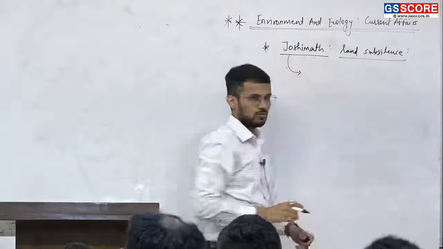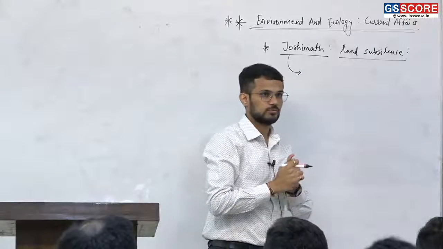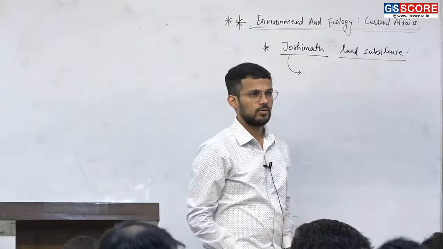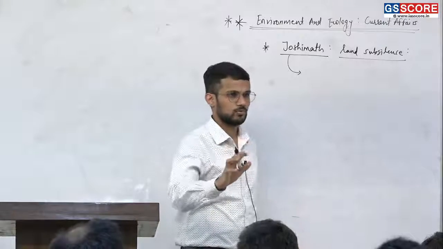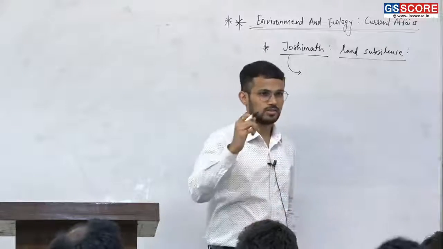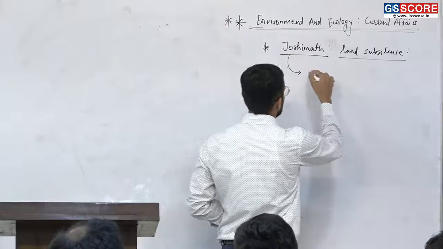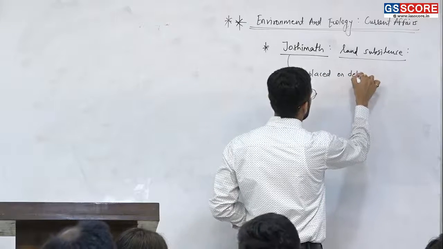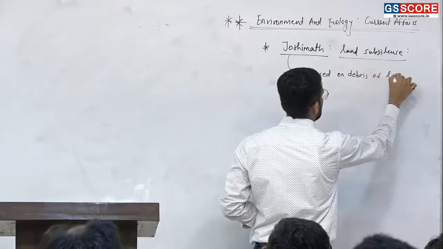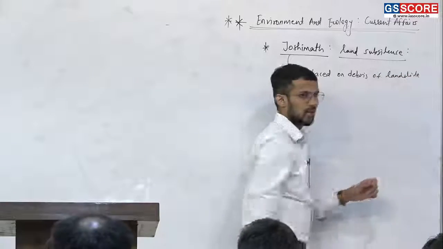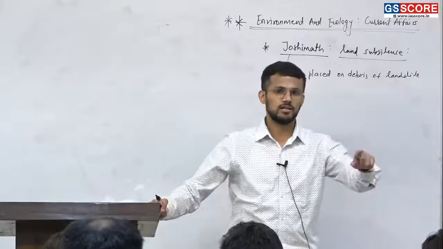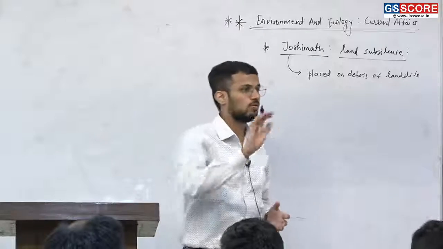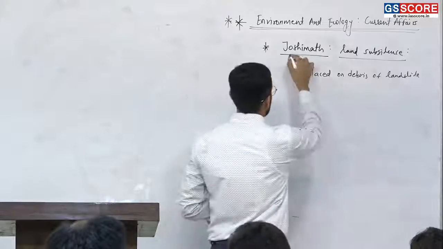So, what are the causes of this land subsidence in Joshimath? Fine, it is already a fragile zone, so that you can write. But what are the exact reasons? First is, see, Joshimath is placed on debris of landslide. In the historic past, a landslide occurred, and on that landslide, Joshimath is placed. It is not placed on firm ground. It is there on the debris of landslide. So, that is one reason.